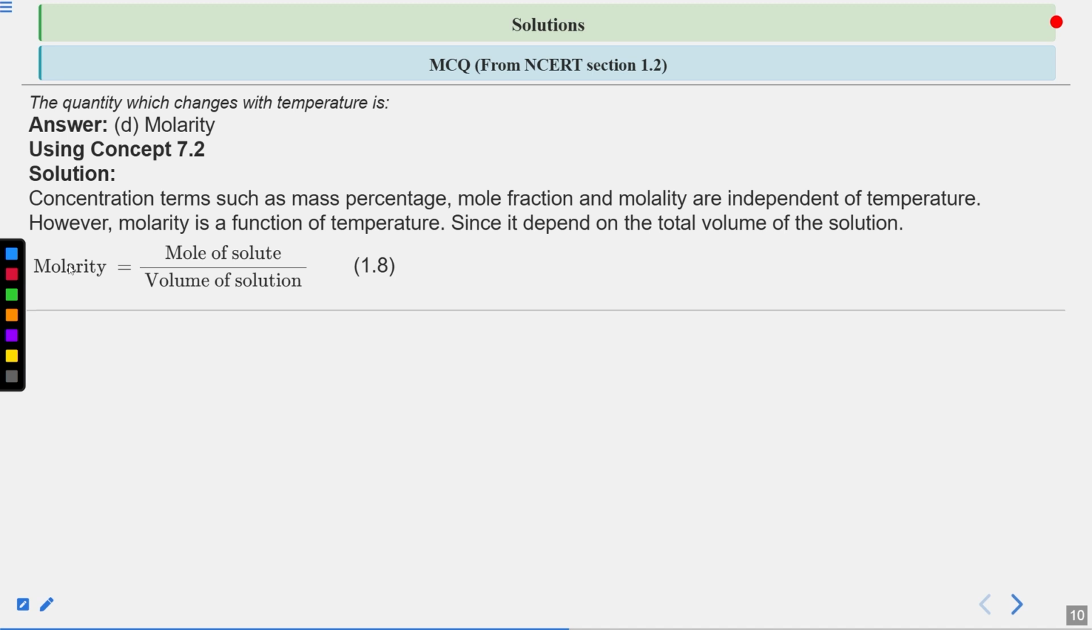As I said, molarity is defined as the moles of solute divided by the volume of the solution. This is equation 1.8 given in our NCERT textbook in the chapter Solutions. This is the formula for defining the molarity term, and you can clearly see the volume is given here, which is temperature dependent. That's why molarity is a function of temperature. The question asks which quantity changes with temperature, so the correct answer is option D, which is molarity.